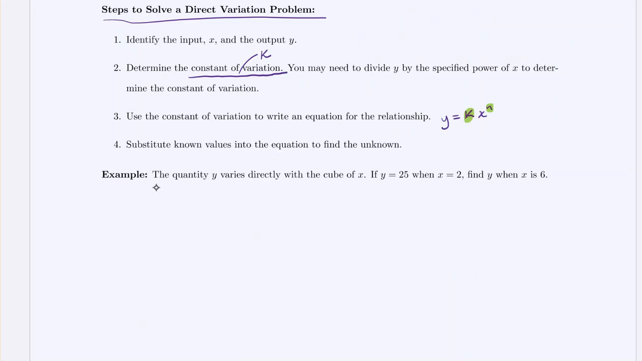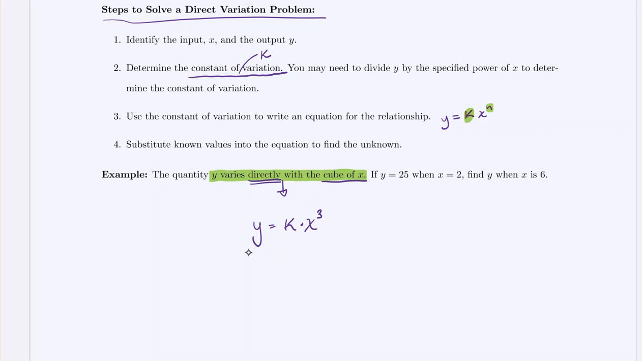So let's look at our first example. We have that the quantity y varies directly with the cube of x. This is our key phrase. Based on this word description, we can write an equation. Since it says it varies directly, that tells us it's of the form y equals k times x to the n. We don't know k from this description, but we can find n based on how they describe the power of x. Specifically, they say the cube of x, so the exponent on x is 3. So we know this relationship follows this equation.